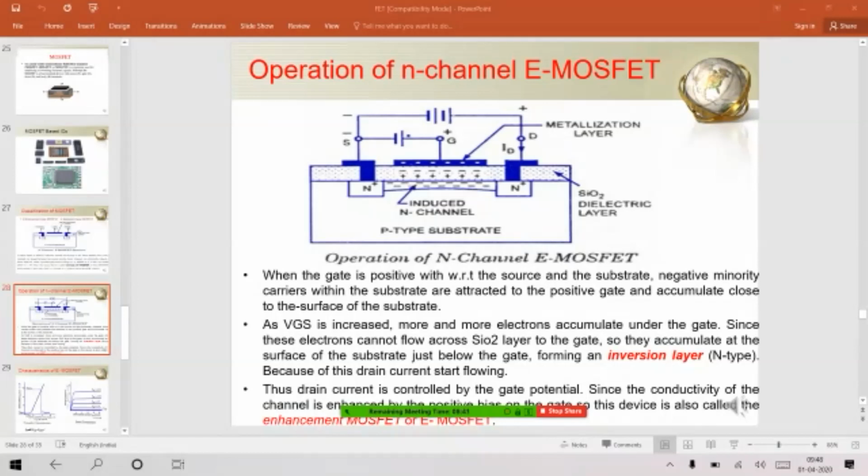Why it is an enhancement type MOSFET, I said, is because you are establishing a channel, and the channel was absent in the beginning. That's why you are inducing a channel or establishing a channel. That's why this MOSFET is called an enhancement type MOSFET.